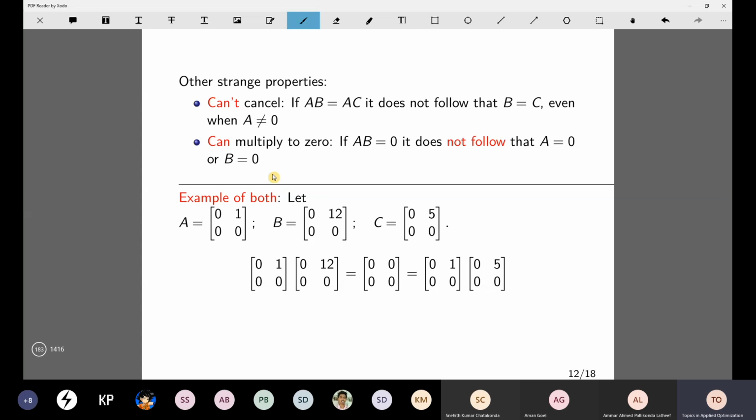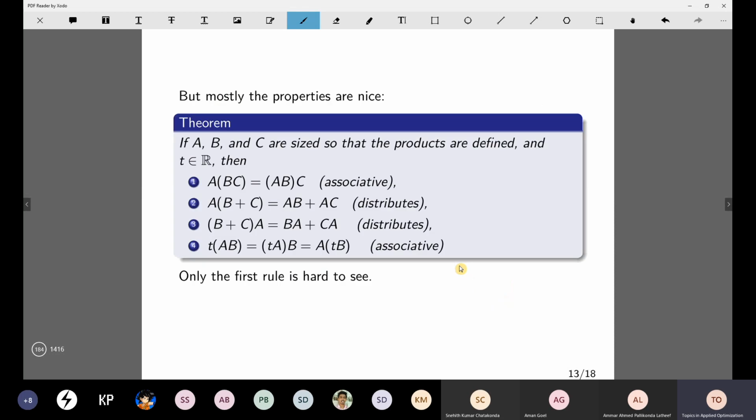So here, for example, A is not equal to 0, B is not equal to 0, but still AB became 0, right? And similarly, we have this example where AB is equal to AC. So AB is equal to AC, both are 0, but B is not equal to C. So this is an example. So these are the properties of the matrices.